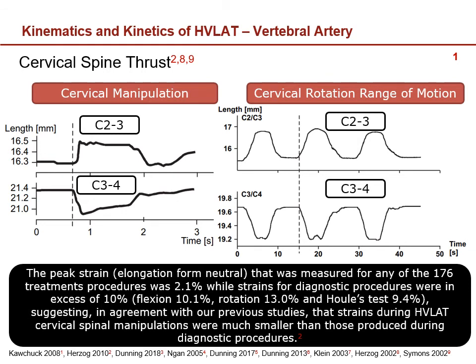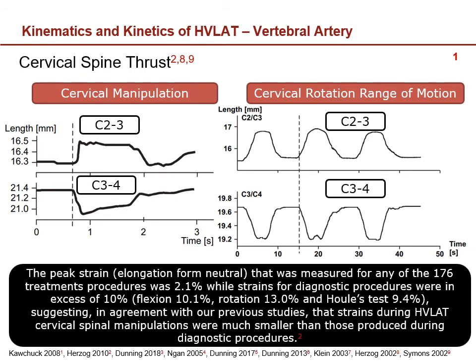The conclusion that the authors came to was the peak strain elongation from neutral that was measured for any of the 176 treatment procedures was 2.1%, while strains of the diagnostic procedures were in excess of 10%. And then this suggests, in agreement with the author's previous studies, that strains during HVLA were much smaller than those produced during diagnostic procedures.